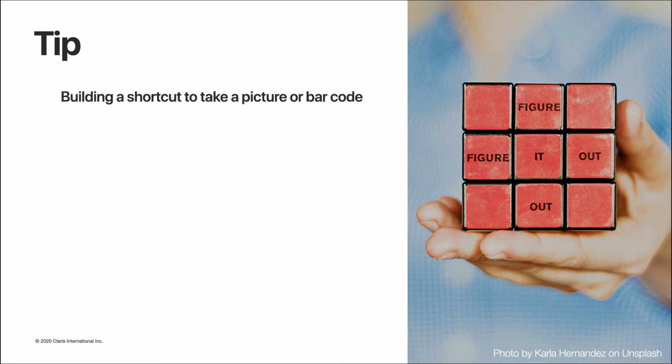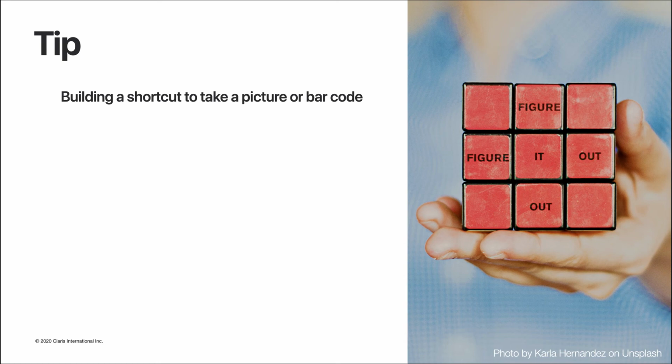Okay, building a shortcut to take a picture or a barcode. This is one of the first things I experimented with, and I ended up deciding that it wasn't working. Building the shortcut to take a picture and then send it, I guess because it's using FMP URL as the mechanism, and the picture may be so large, it didn't work in some cases.